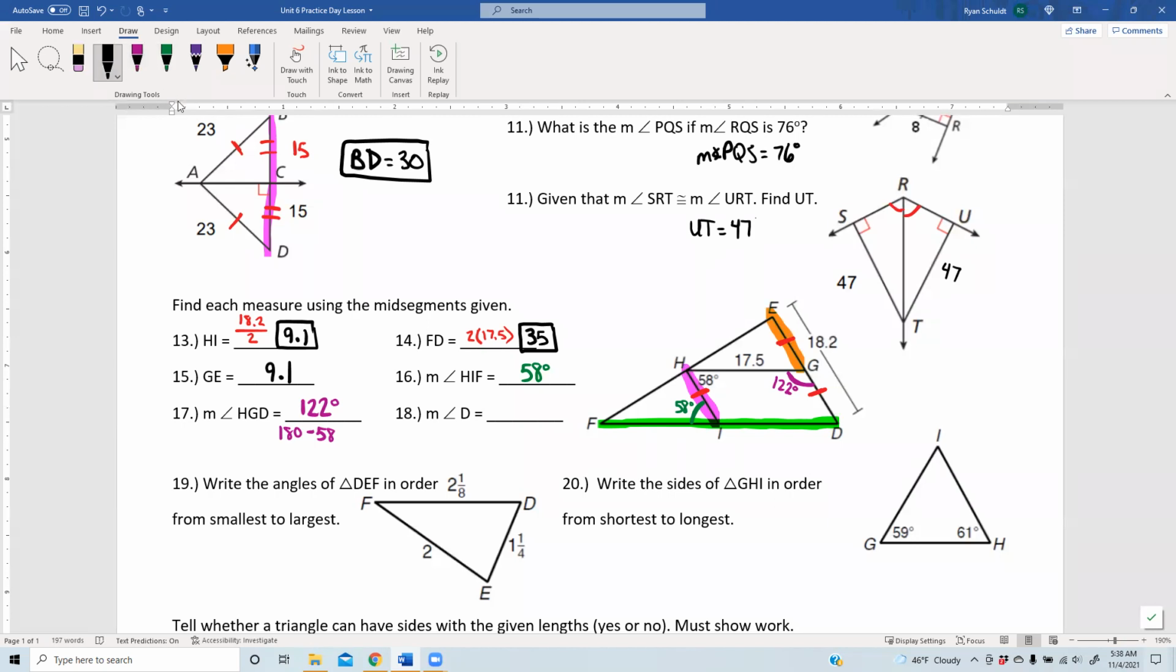And then last but not least, they ask about angle D. So angle D is right here. Well, from the 58 we found earlier, there's different ways you can look at this one. One is to look at the 58 we found earlier. Those are corresponding angles, which means they have to be the same. So D is also 58 degrees.